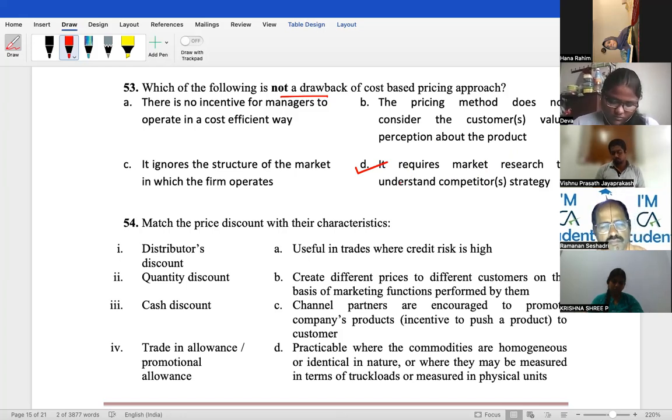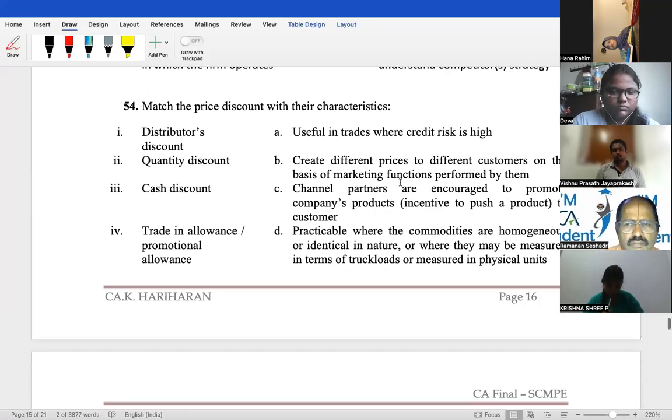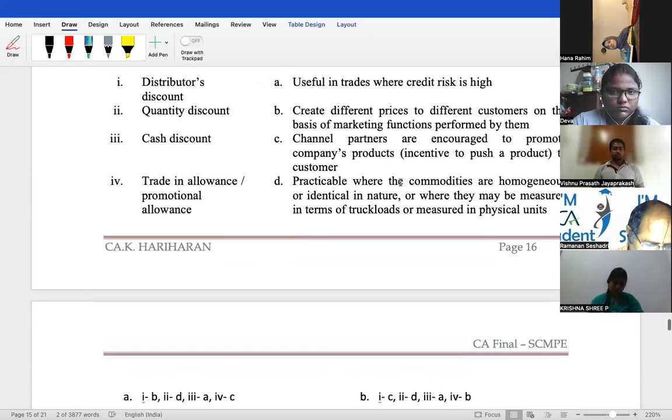Next. Match the price discount with their characteristics. Distributors discount, quantity discount, cash discount, trade in allowance or promotional allowance. Match it with: A, useful in trade where credit risk is high. B, create different prices to different customers on the basis of marketing functions performed by them. C, channel partners are encouraged to promote company's product, incentive to push a product to customer. D, practicable where the commodities are homogeneous or identical in nature or where they may be measured in terms of truckloads or measured in physical units.